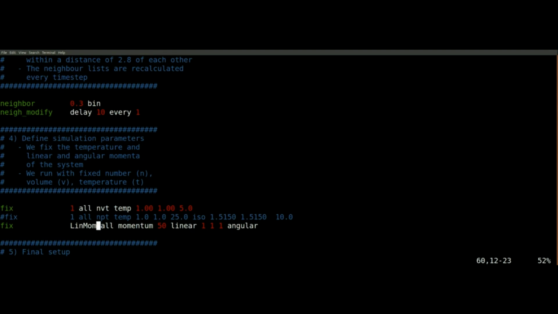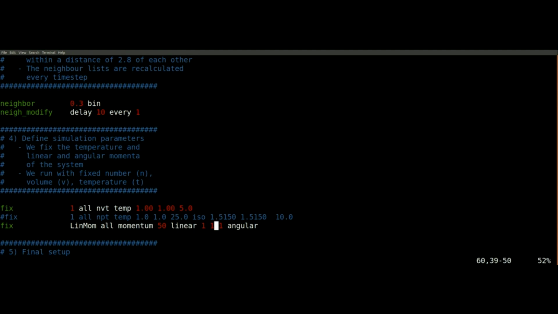With our system, that probably wouldn't have happened, but just to make absolutely sure, I've added this fix. What this fix says is you take the average velocity, the average momentum of the box, and you reset it to 0. You reset that momentum to 0, in this case, every 50 time steps, in each of the 3 directions, so the x, y, z direction.